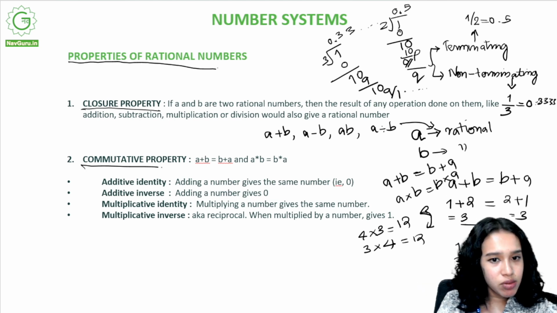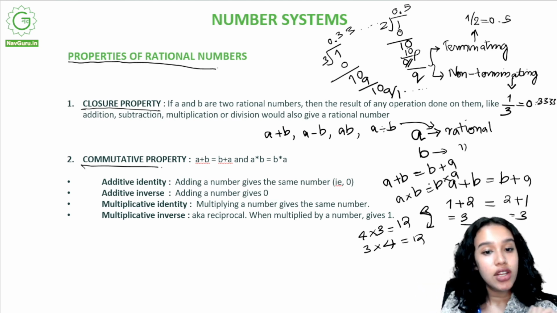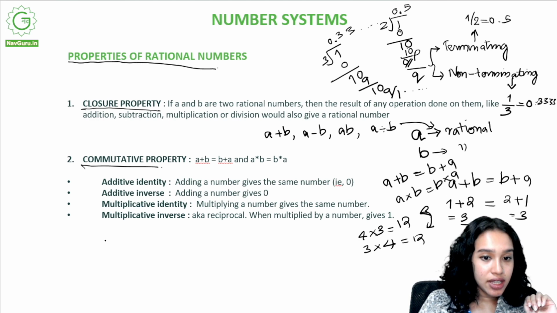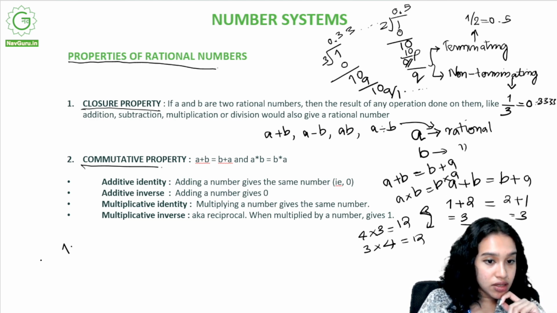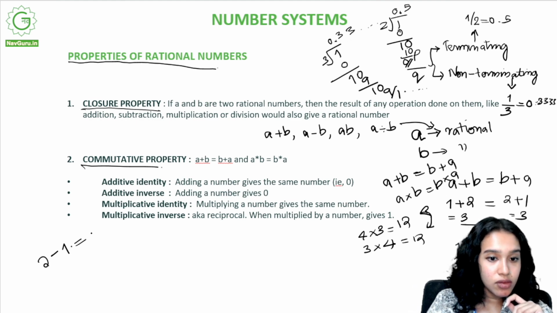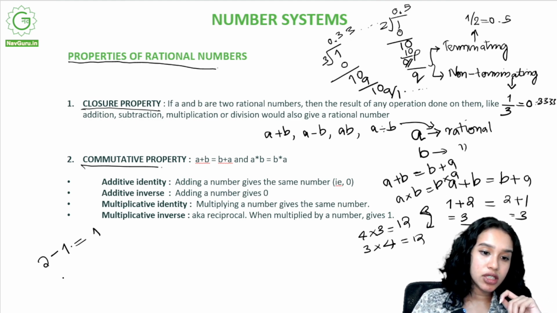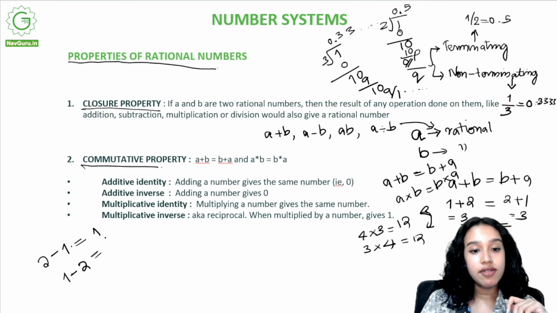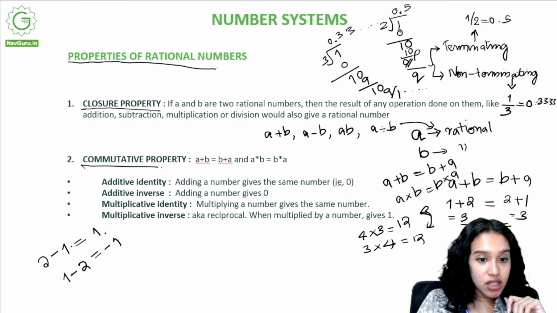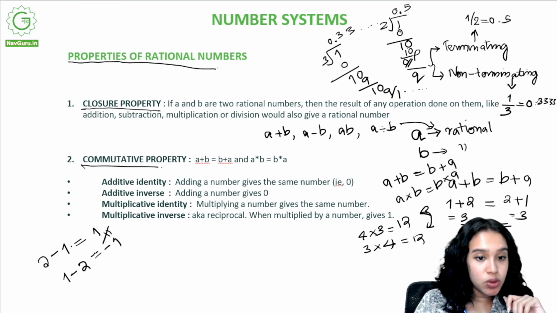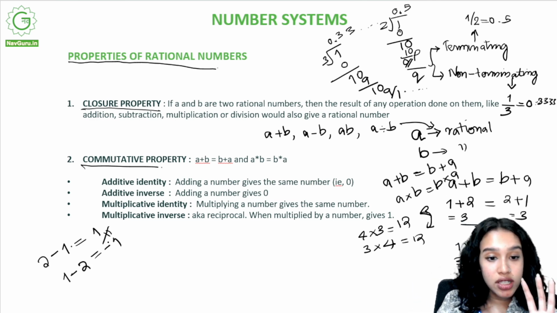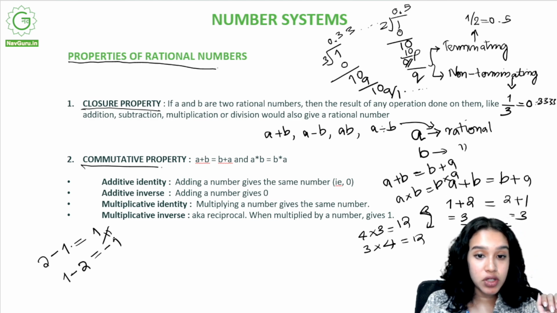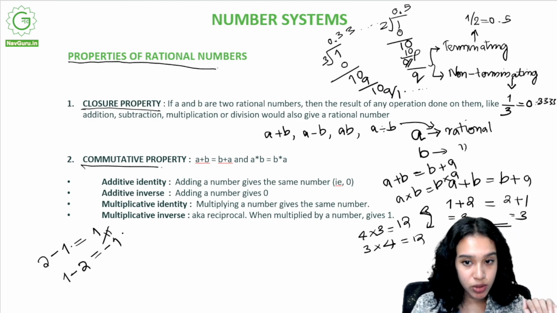Can we say this about subtraction though? No, we can't. Why? Because if I'm subtracting 1 from 2, what am I going to get? We get 1. What if I'm subtracting 2 from 1? We get minus 1. And these are not equal. So it's not commutative. Subtraction is not commutative and division is also not commutative.